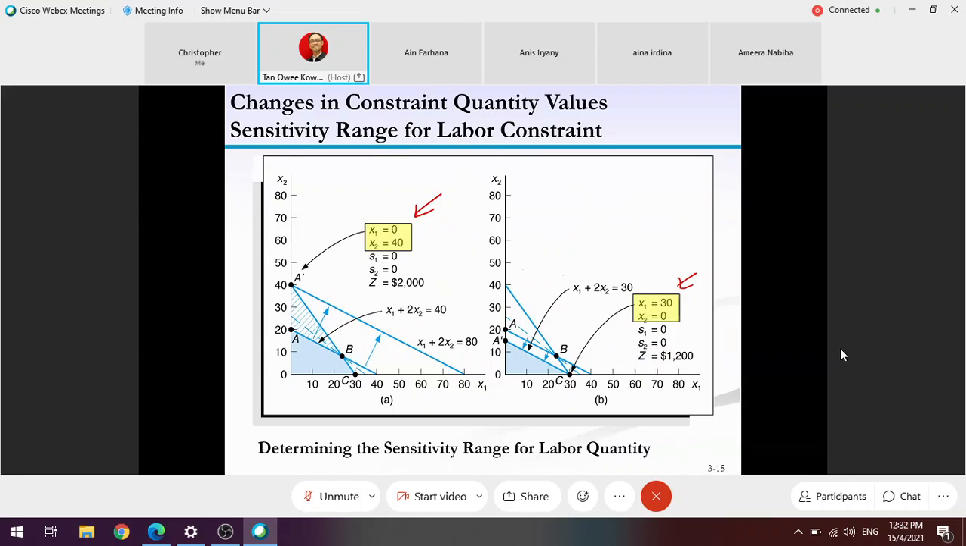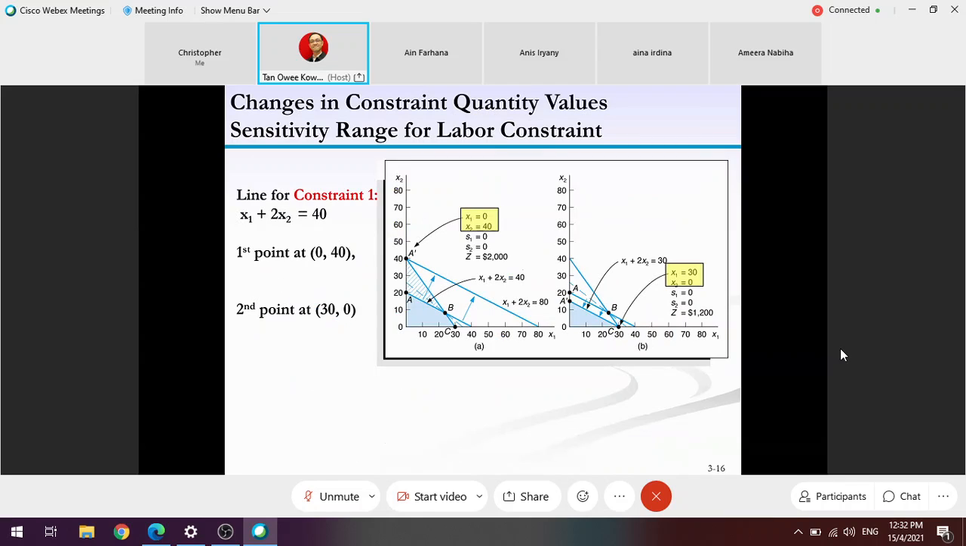Okay. Bila dah dapat 2 point ni, apa saya nak buat? I already found these 2 points. So what I'm doing now is the sensitivity range for the label constraint. And what is the constraint? This constraint. Am I right? So I'm going to replace this point into the constraint. The constraint says x1 plus 2x2. So I replace this point with 0 plus 2 times 40. I get 80. How about here? I do the same thing.